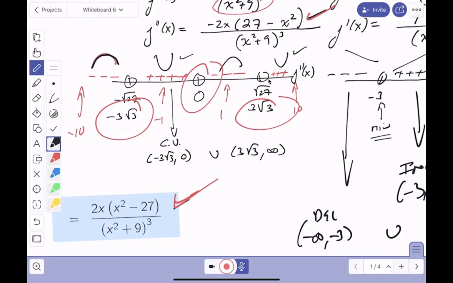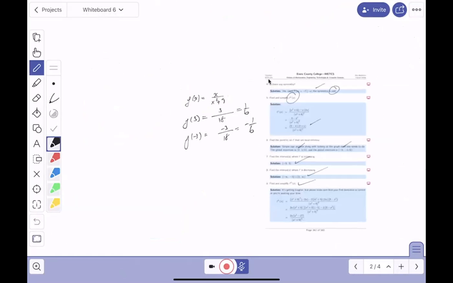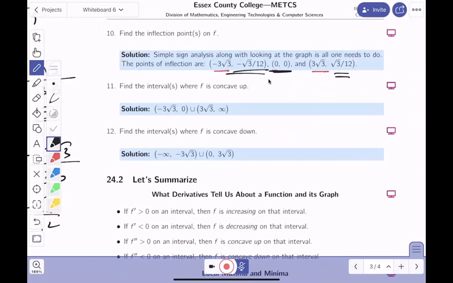Where's the concave down? Let's write this over here: from minus infinity up to minus 3√3, union, where's the concave down? Also from 0 up to 3√3. All right, let's go back to the key. And we're over here. And I think we wrote those down, if you remember. Concave down. All right. Okay, so we're done with that.